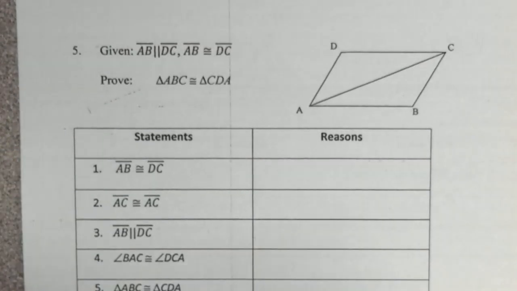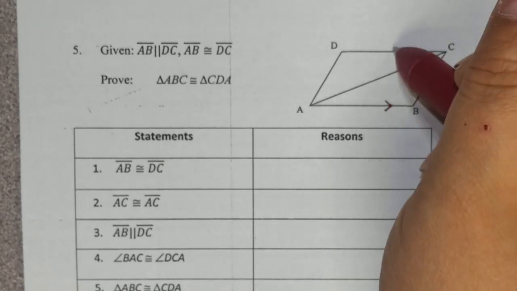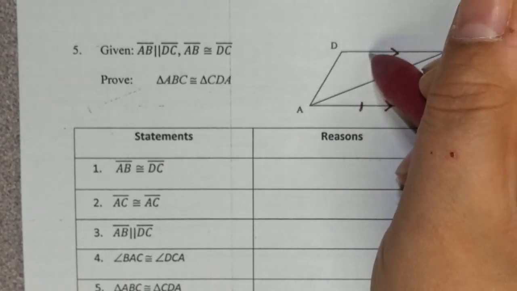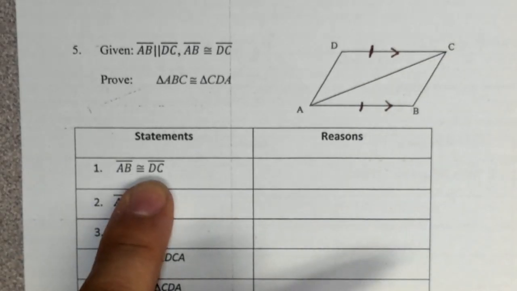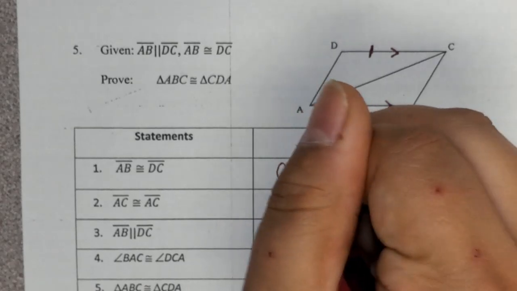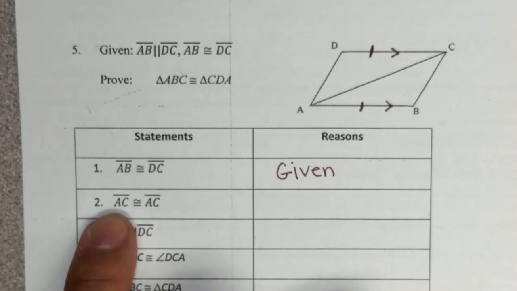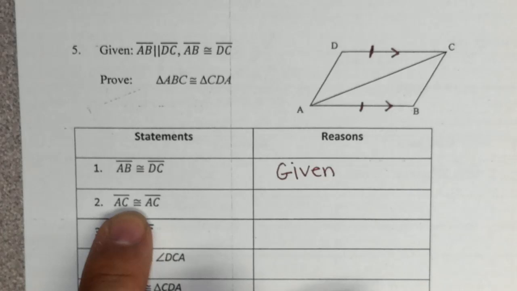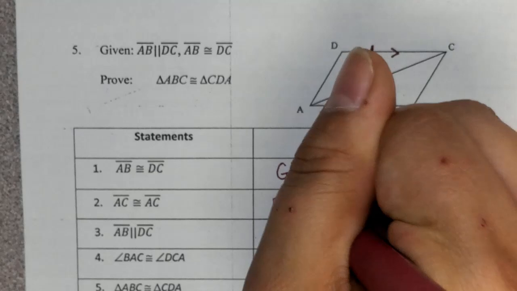Number 5 says AB is parallel to DC, and it says AB is congruent to DC. So I'm going to add my markings on AB and DC, and I'm also going to add tick marks on AB and DC. So number 1, AB is congruent to DC. What's my reason? Given. Number 2, am I going too fast? They said AC is congruent to AC. What is that? Reflexive property.